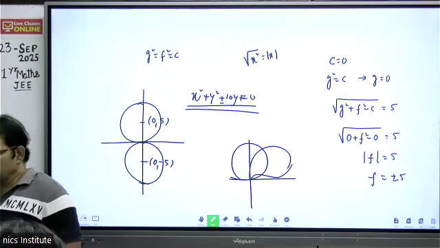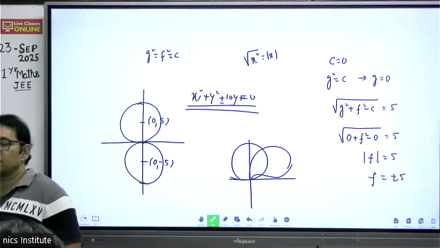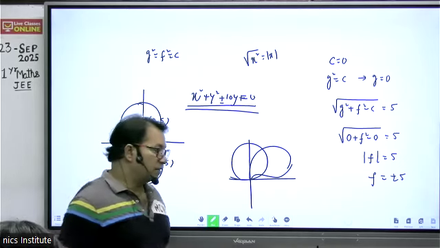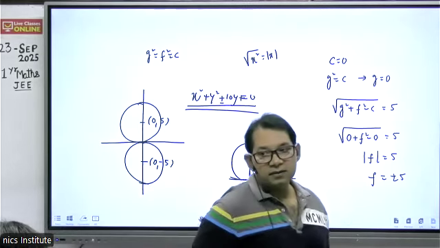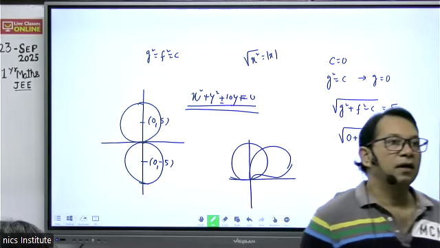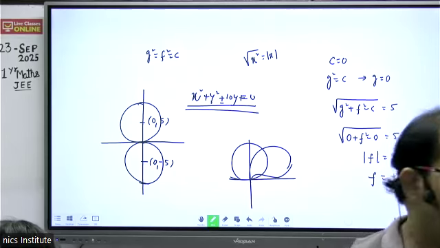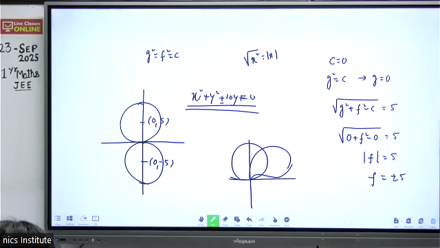Next, find the equation of the circle. Equation to the circle which has a radius 3 units and touches both the axes. Radius 3 units and touches both the axes.